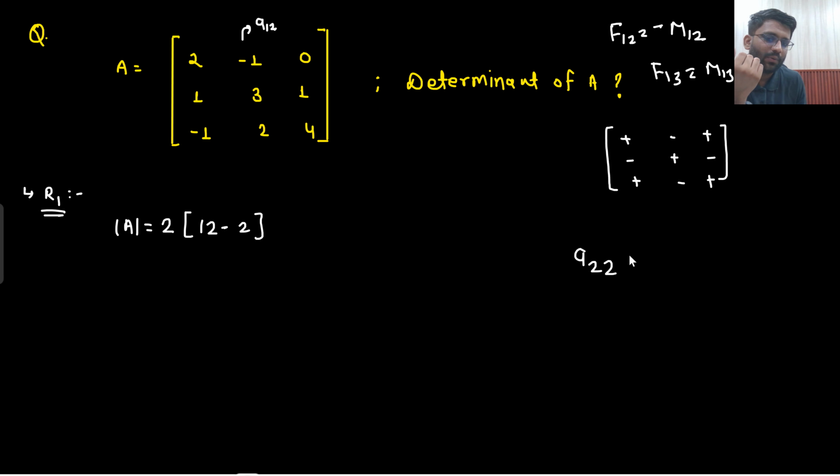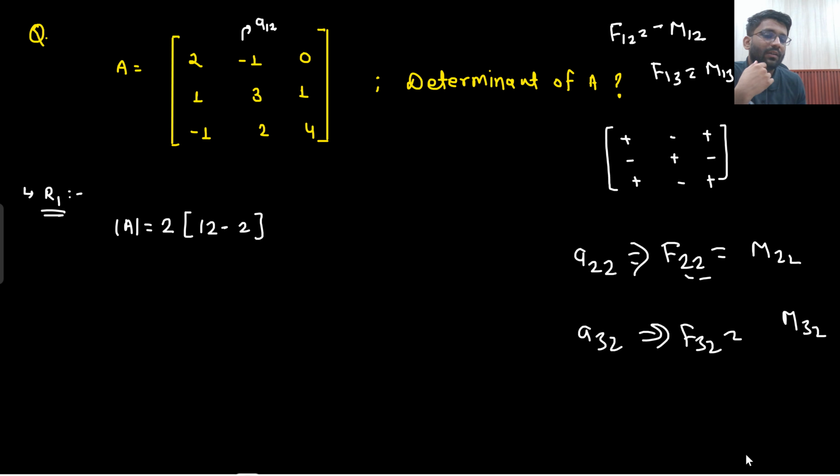What about this number? This is A22. For A22, F22 would be equal to M22 only, because 2 plus 2 is even. So here positive. What about this one? Let's take anything random. This is A32. So F32: 3 plus 2 is odd, so negative sign. So first row, first column, positive sign. First row, second column, negative sign. First row, third column, positive sign. Second row, first column, A21, 2 plus 1 is 3, negative sign.